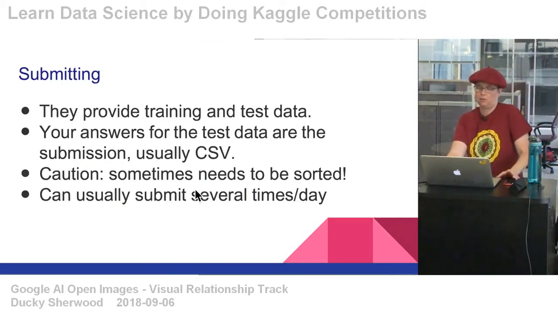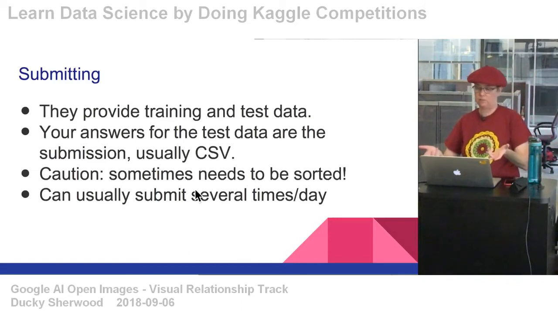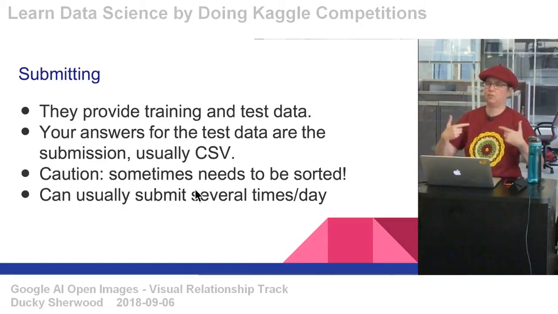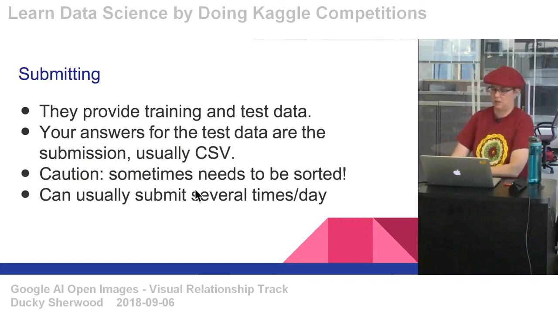Then the data will include training and test data. They will provide the answers for the training data, and the answers to the test data will be your submission, usually as a CSV. Pay attention to the submission format because people have lost points because the judging expected the submission to be sorted. If your submission score seems lower than it should be, try sorting it and resubmitting. You can usually resubmit several times per day.